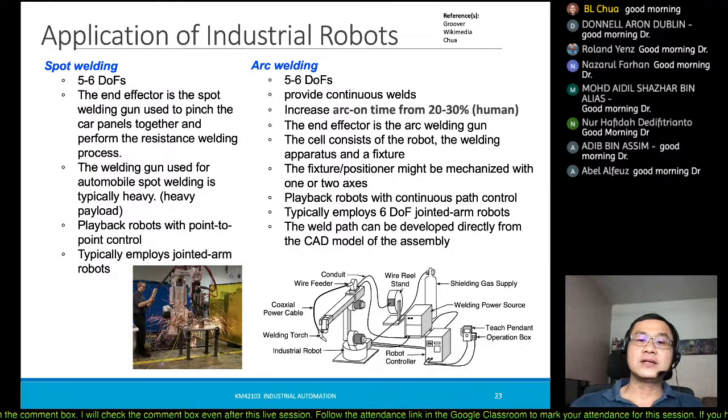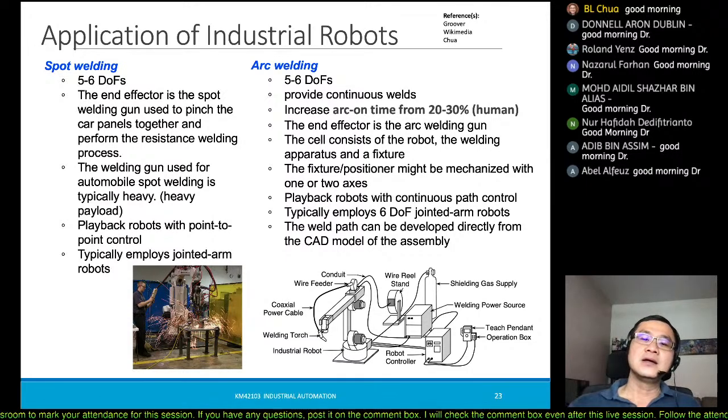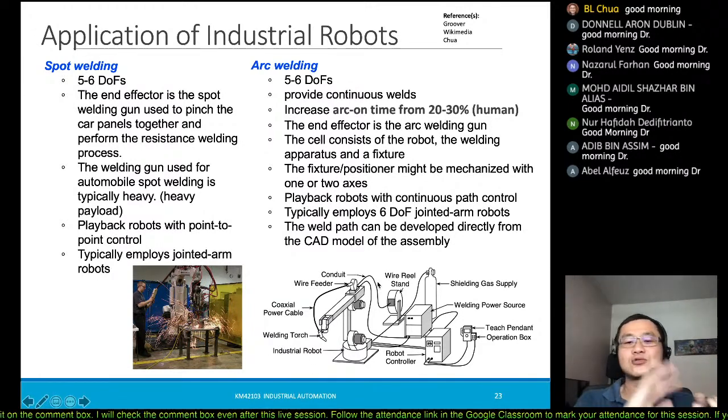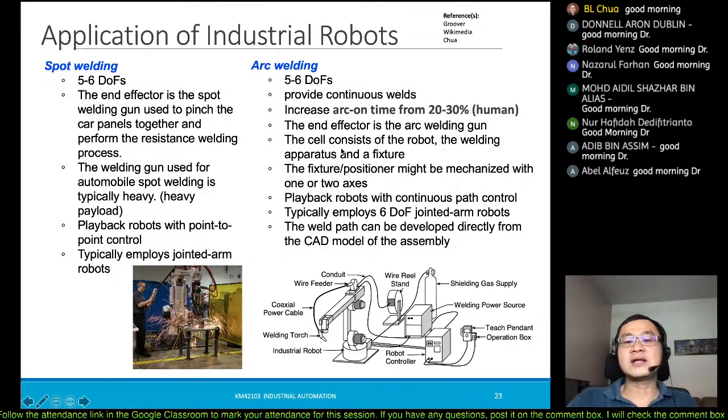The second one would be arc welding. Again, 5 to 6 degrees of freedom is sufficient, but it depends on the complexity of the task you need. In arc welding, you will need a continuous weld. Therefore, the type of control that you need is a playback robot with continuous path control. In this case, you may also need a fixture or positioner to mechanically orientate your object so that it faces the right side for your robot to operate. Usually they are contained in a cell, which consists of the robot, the welding apparatus, and the fixture or positioner. This would increase the arc on time.